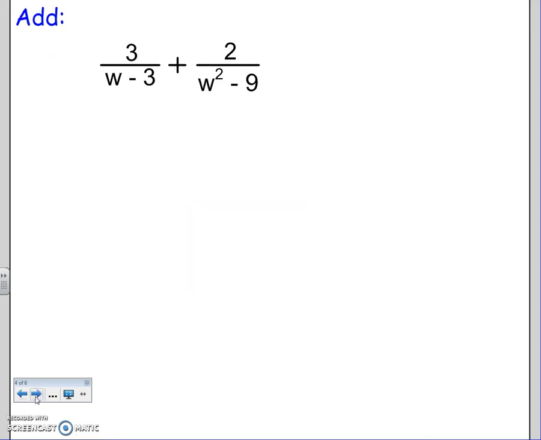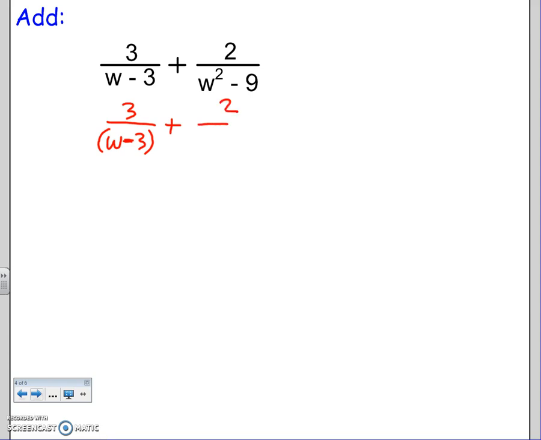Adding. For adding, there are 5 steps. First step is factor the denominators. Well, the first one does not factor. I'm going to leave it as w minus 3. It is 2 terms. Leave it together. All right, if it's 2 terms, the most you can do is GCF in the next method.